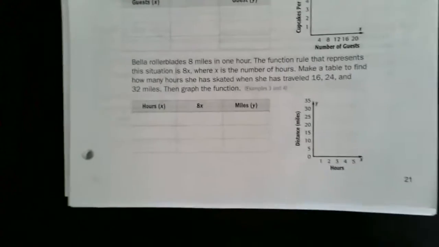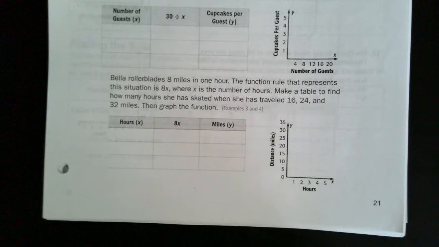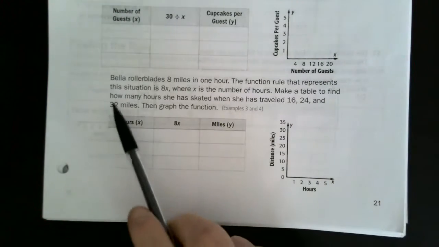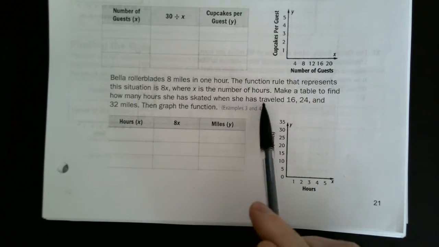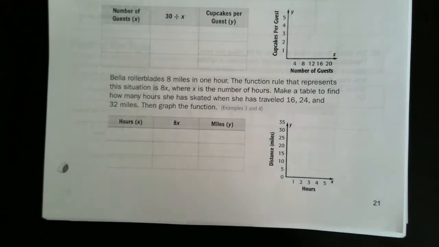The function rule that represents this situation is 8x, or 8 times x, where x is the number of hours. So no matter how many hours she rollerblades, you would multiply that by 8 to get her total distance. It says, make a table to find how many hours she has skated when she has traveled 16, 24, and 32 miles, then graph it.